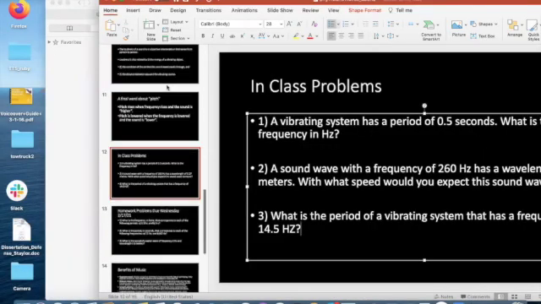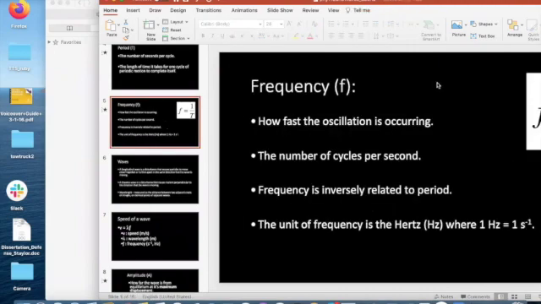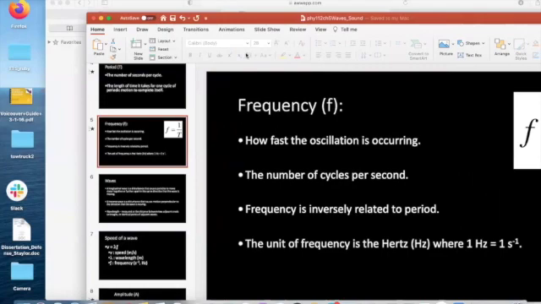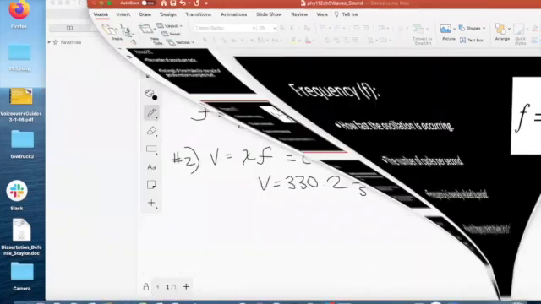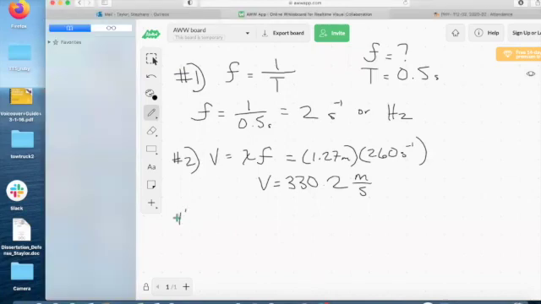If we go back up to the frequency equation, frequency is equal to 1 divided by the time period. Now let's go back to the whiteboard. Number 3, we're switching it around. Instead of solving for frequency, we're going to solve for the time period. That's the unknown.